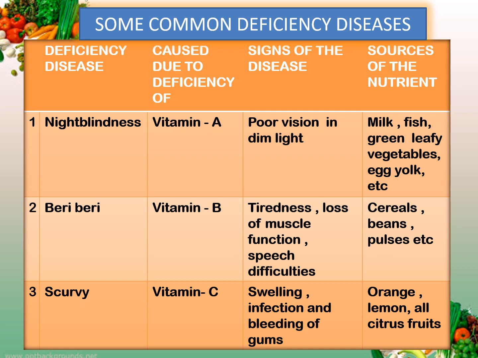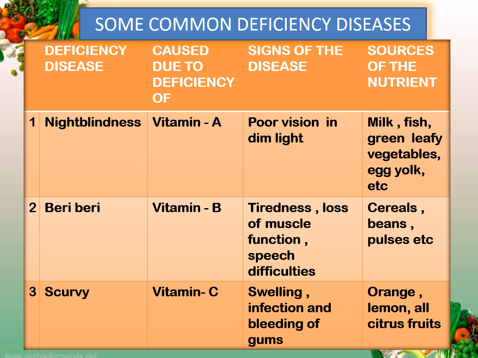Now let us learn some of the common deficiency diseases caused in our body due to lack of certain nutrients, and also the signs of the disease. Here the word signs means evidence of the disease, and also the sources of the nutrient. So first disease is night blindness.